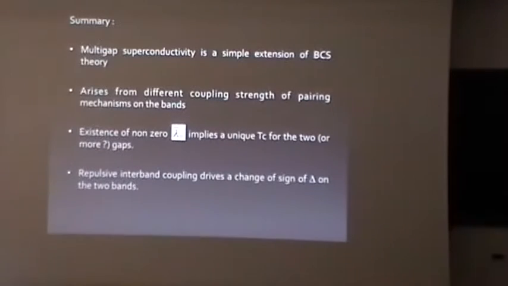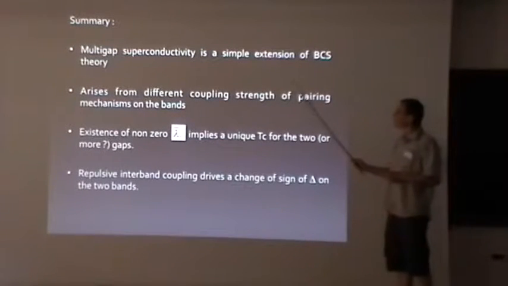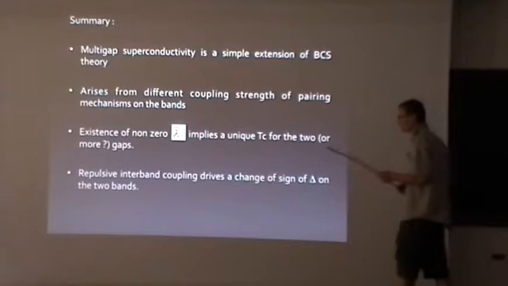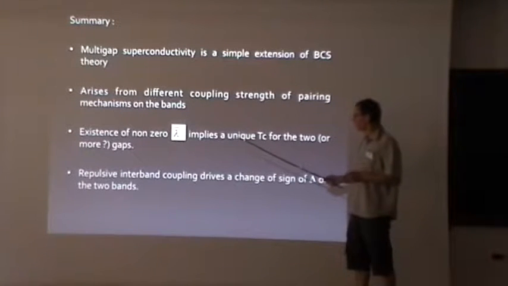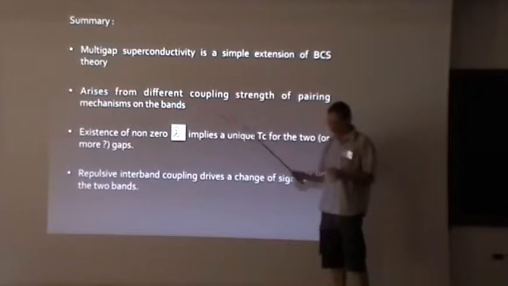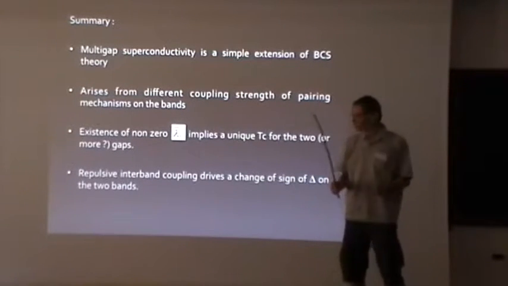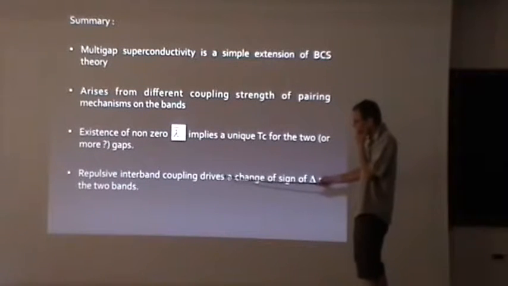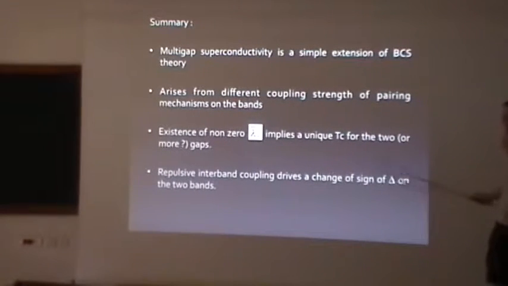So, to summarize this part, I would say that multigap superconductivity is really a very simple extension of BCS theory. It derives from different coupling strengths on different Fermi surfaces of your system. Due to the fact that you have interband coupling, you have exactly the same TC for all the bands. And what is quite important to clarify is that if you now have repulsive interband coupling, this will drive a change of sign of the gaps between the two bands. So this is a simple guide for experimenters.